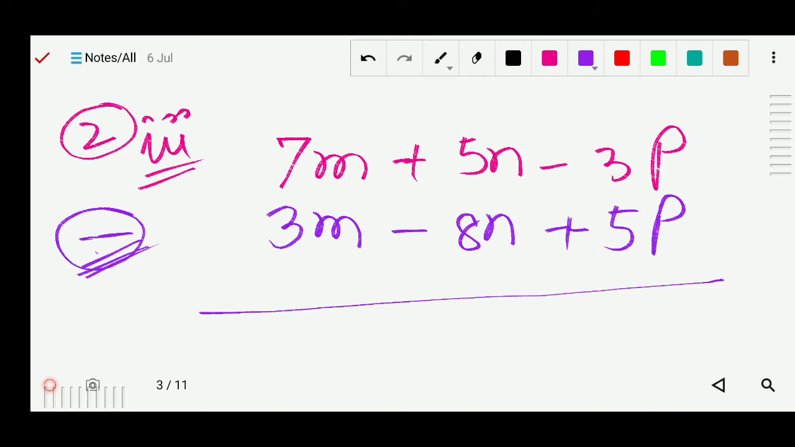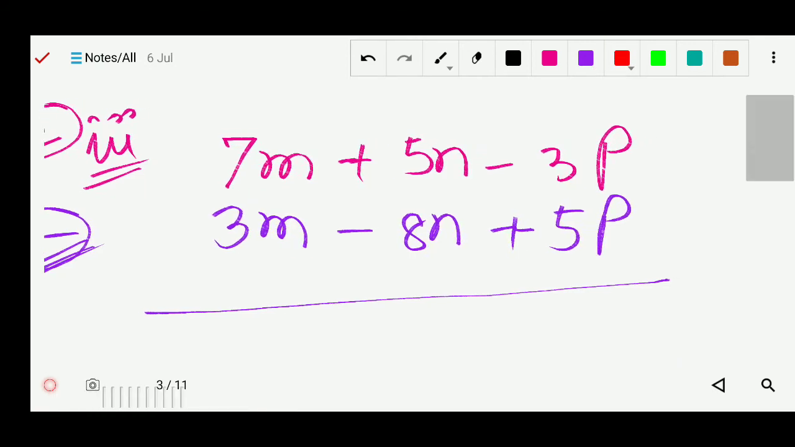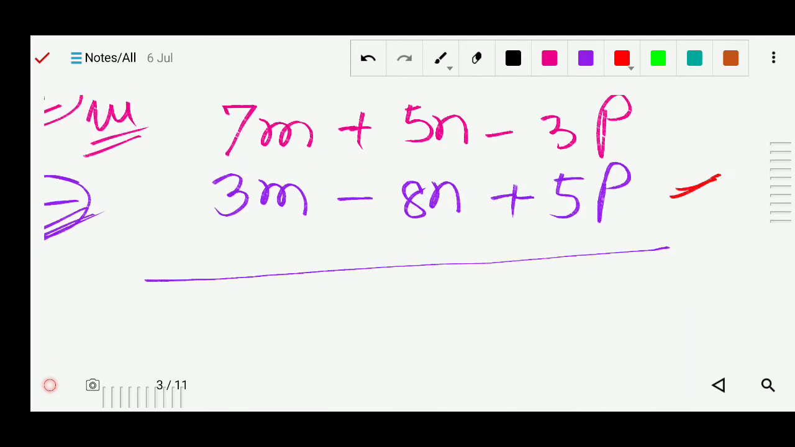So now next is that we will change the sign of the subtrahend. What we will do, we will change the sign of subtrahend. So this is your subtrahend part. So here these 3m, 8n, and 5p, these three terms are your subtrahend. So we will change the sign of each term.